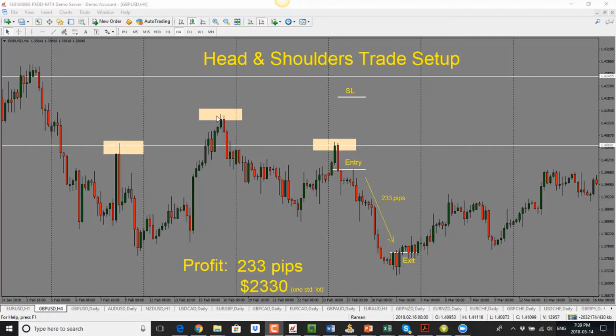Our stop would go above the head, making sure there's enough room for trade to breathe. And we continue on with the trade, or we hold on to the trade for as long as the price is dropping. And here we see that price starts to move sideways. So this is a good time to exit the trade. From entry to exit, we get 233 pips in the trade. So our profit is 233 pips or $2,330 if trading one standard lot.